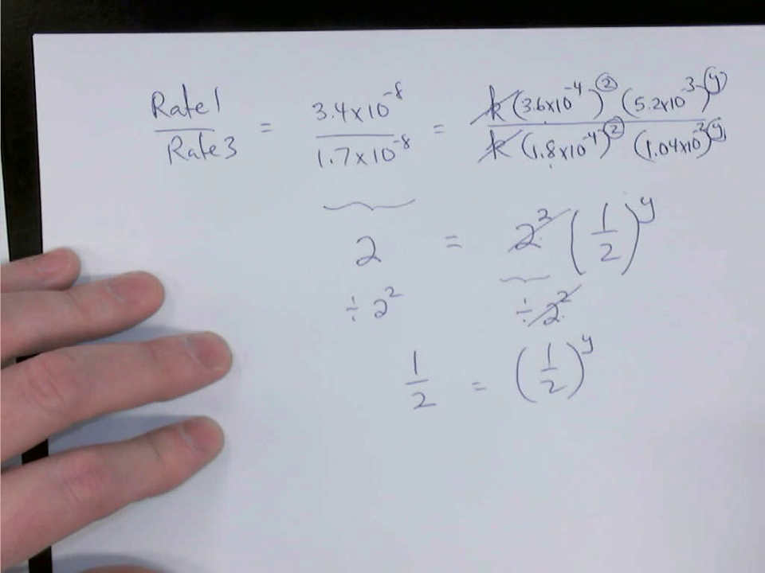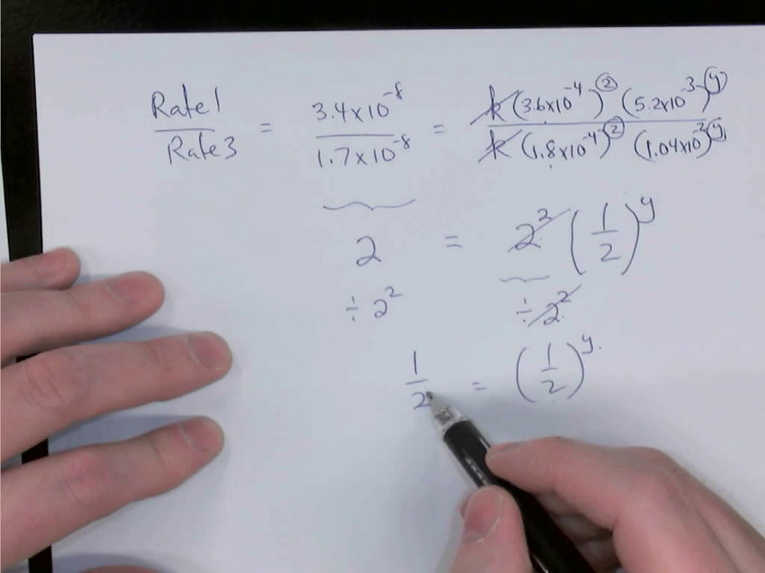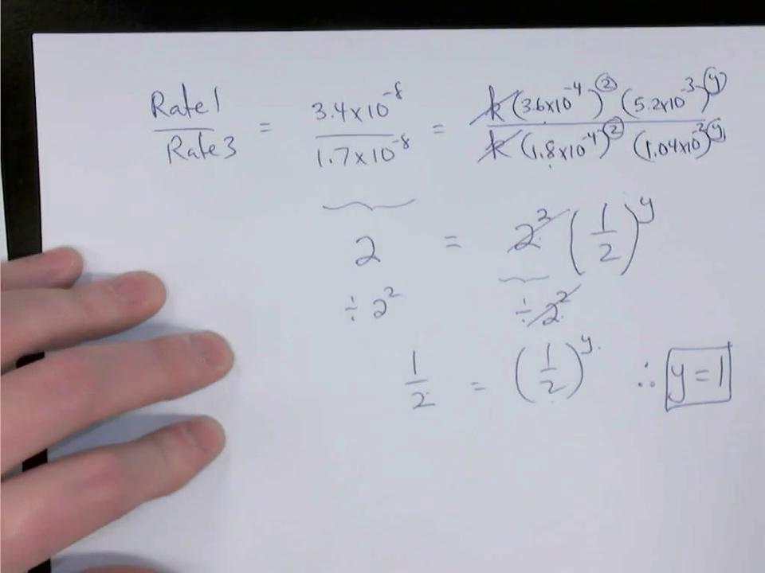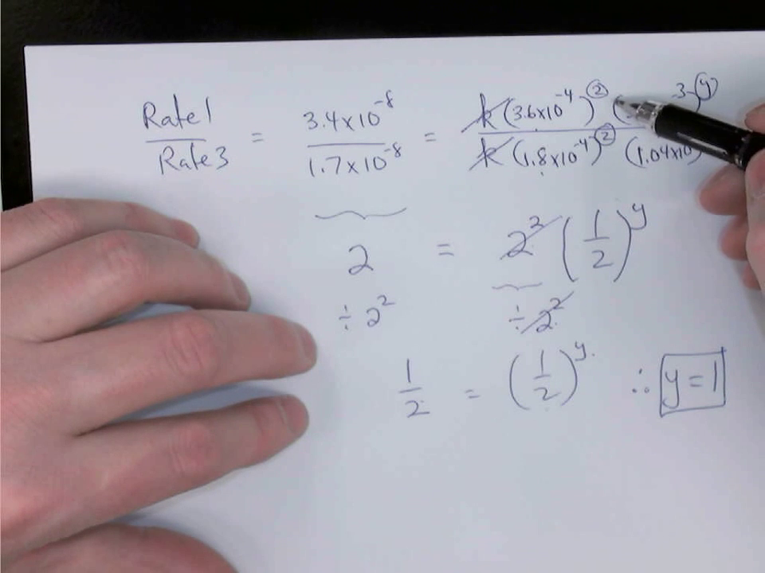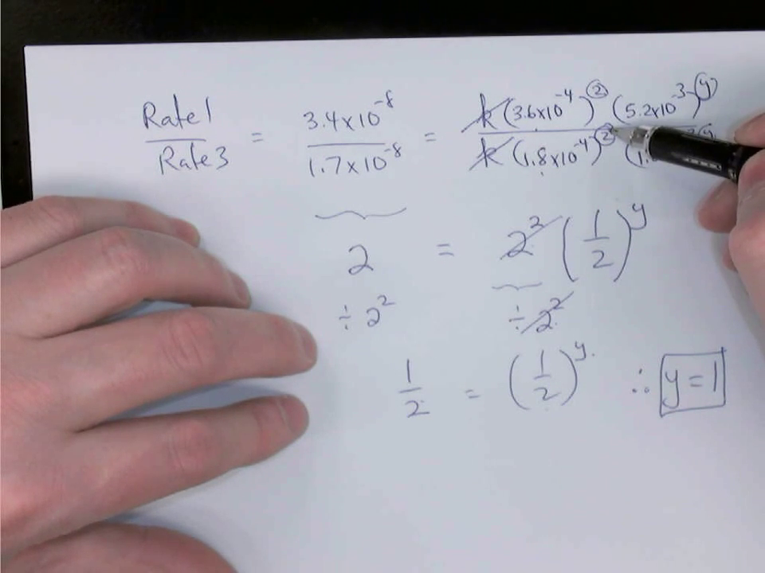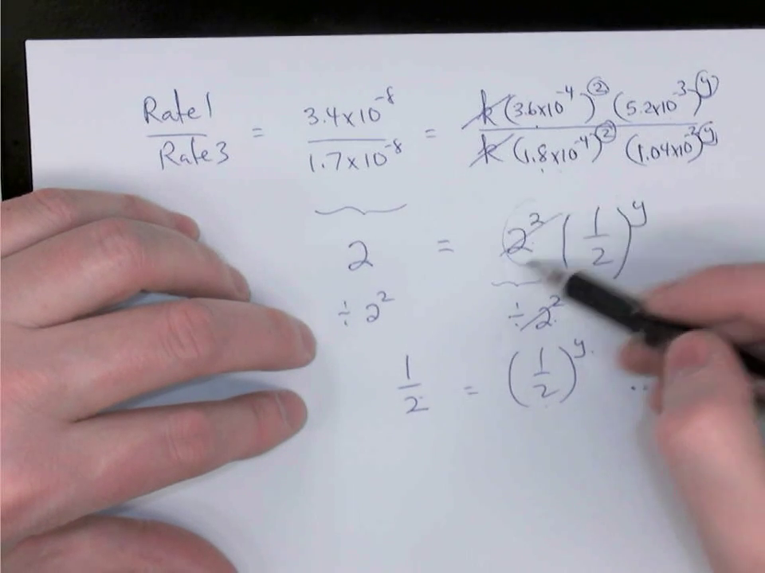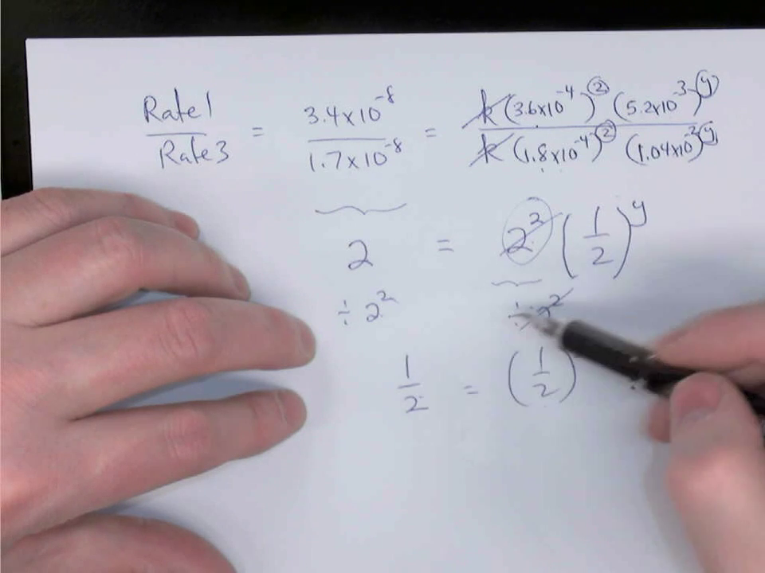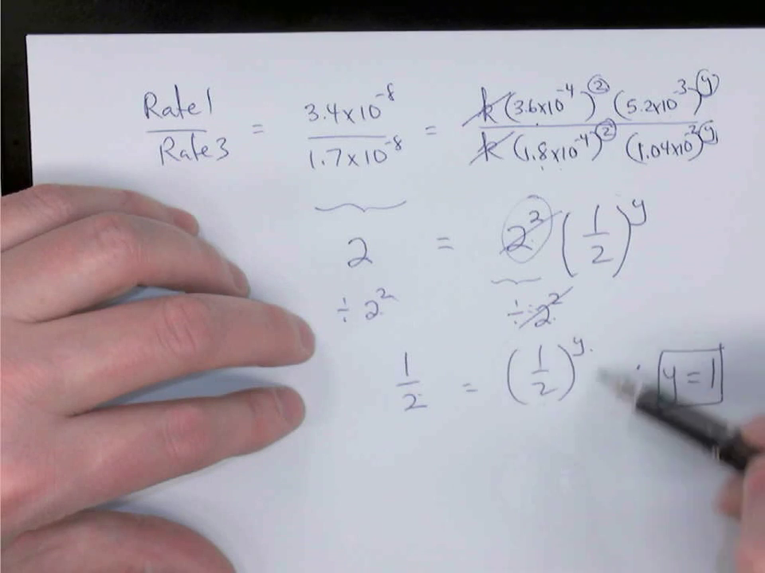And now, 1/2 to what power gives you 1/2? The answer is the same as before. y is still equal to 1. So notice that because we had determined already that the NO's order was a 2, we could evaluate what 2 squared equals. It equaled 4. And then we could just divide both sides by that to get rid of it on the right-hand side, and we're left now with a term that has just y in it.